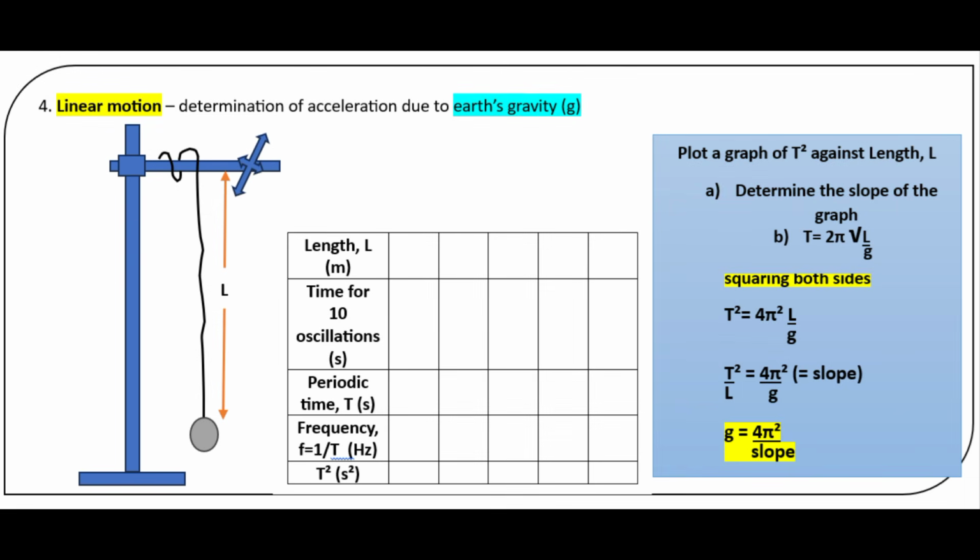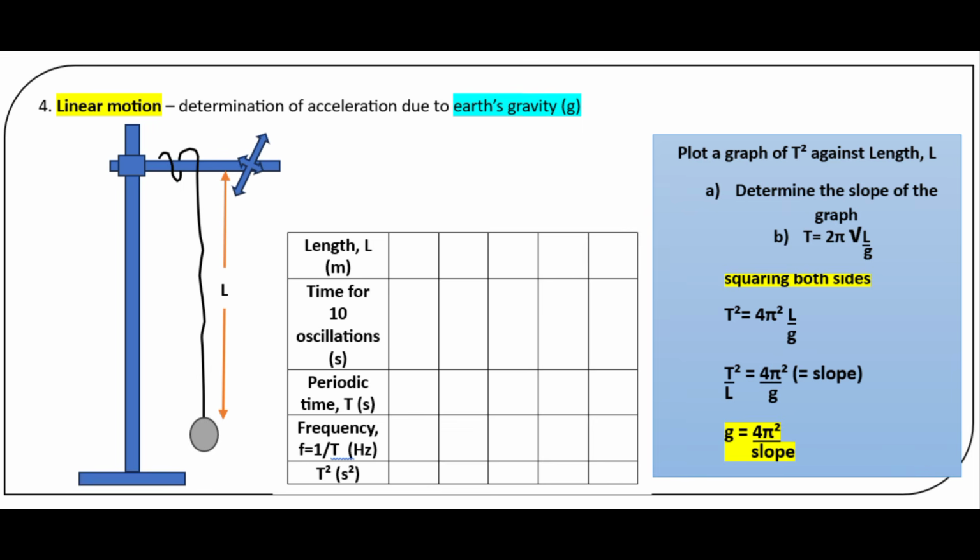So we go to the fourth topic now. That is linear motion in Form 3. For linear motion, you normally have oscillations. For example, you have a pendulum bob, and you are considering the length, so you'll be varying the length. For example, 20 centimeters, 30 centimeters, 40, 50, 60 centimeters, and so on. Then you determine the time for 10 complete oscillations, and once you get that, you determine the period. That is the time for 10 oscillations divided by 10. You get the time for one oscillation. Then we have frequency, which is 1 over T, or 1 over the period. Then we have T squared.